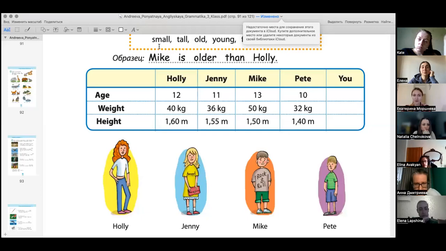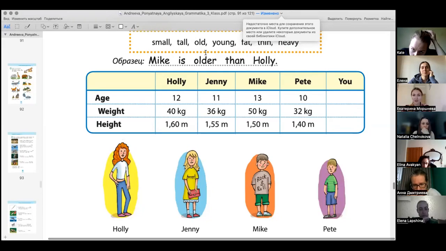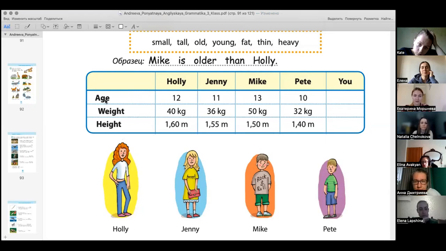Here we've got the adjectives about the chart, and there is an example also. Firstly, I ask about the names of the children, then we discuss these points like age, weight, and height, and I can ask questions like how old is Holly, or is Jenny tall, or is Pete short, or who is heavy, who is thin. So just to clarify these adjectives if the children are not aware of them.